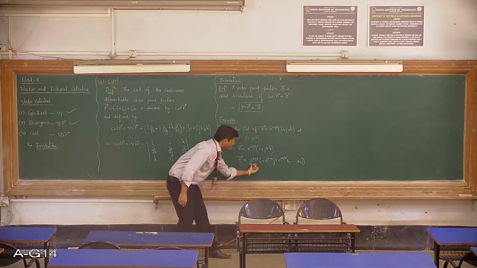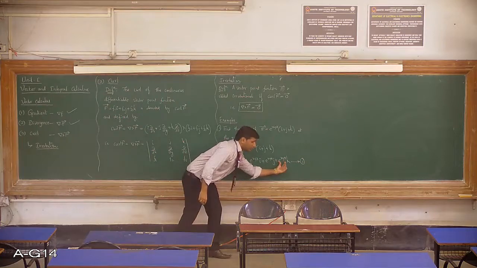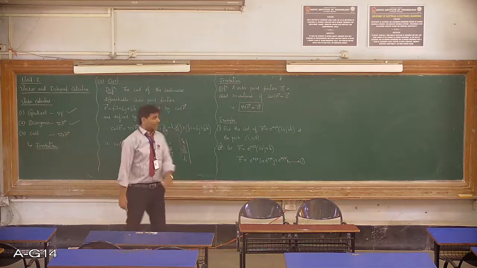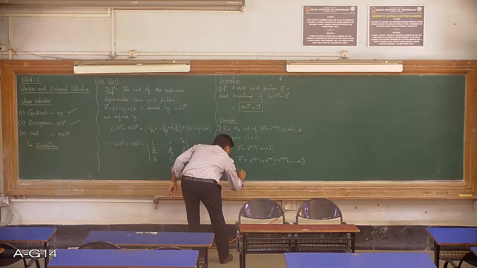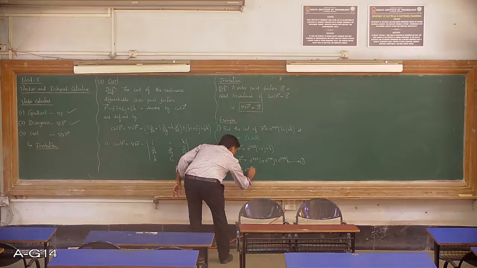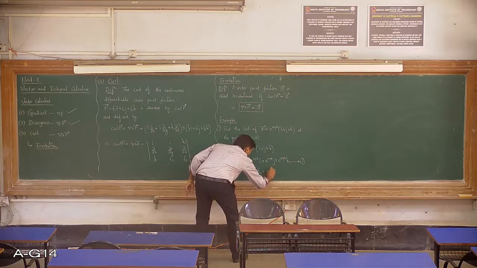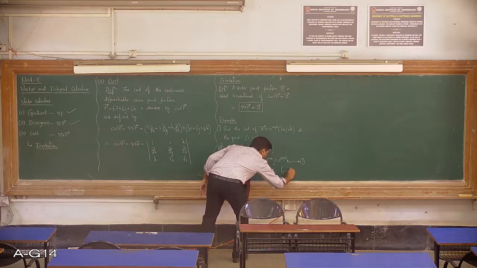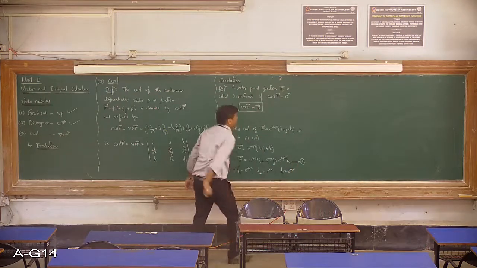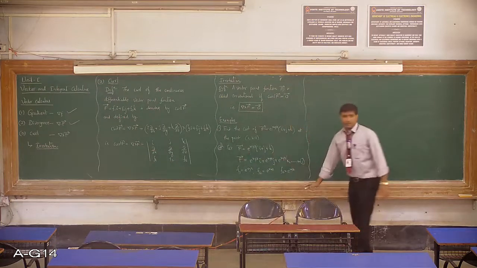That means f1 is e to the power xyz, and even f2 and f3 are also e to the power xyz. So therefore here I'll write f1 is equal to e to the power xyz, f2 is equal to e to the power xyz, and f3 is also e to the power xyz. So I have written that, right? So therefore f1, f2, f3 are known.